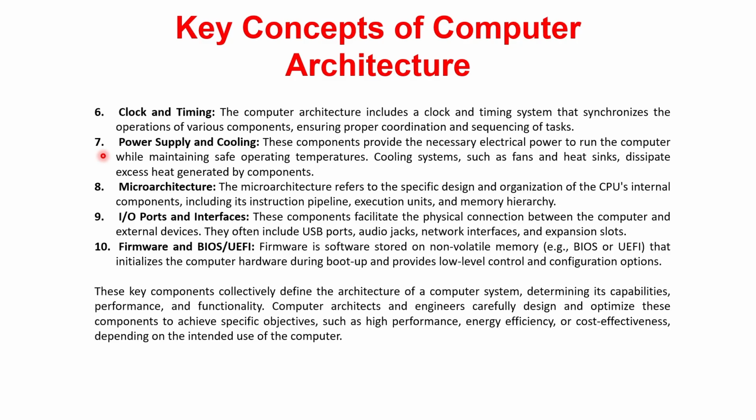Okay, so eight is the microarchitecture. The microarchitecture refers to the specific design and organization of the CPU's internal components, including its instruction pipeline, execution units, and the memory hierarchy. So different microarchitectures can implement the same ISA with varying performance and efficiency. It means the ISA is the same, but with different microarchitectures, they can improve the performance and the efficiency. Ninth is the I/O ports and interfaces.